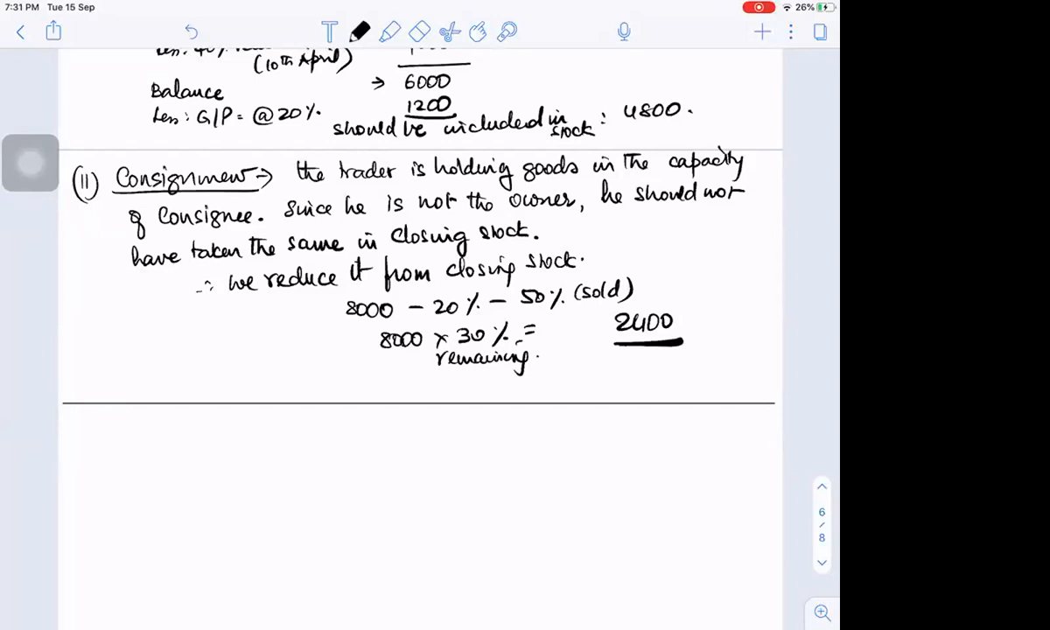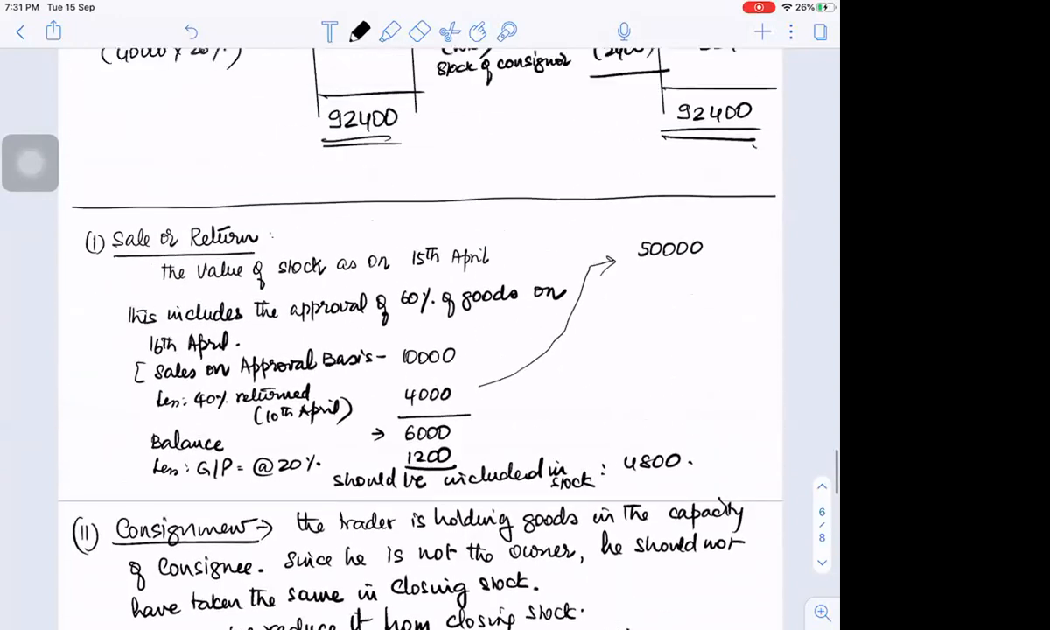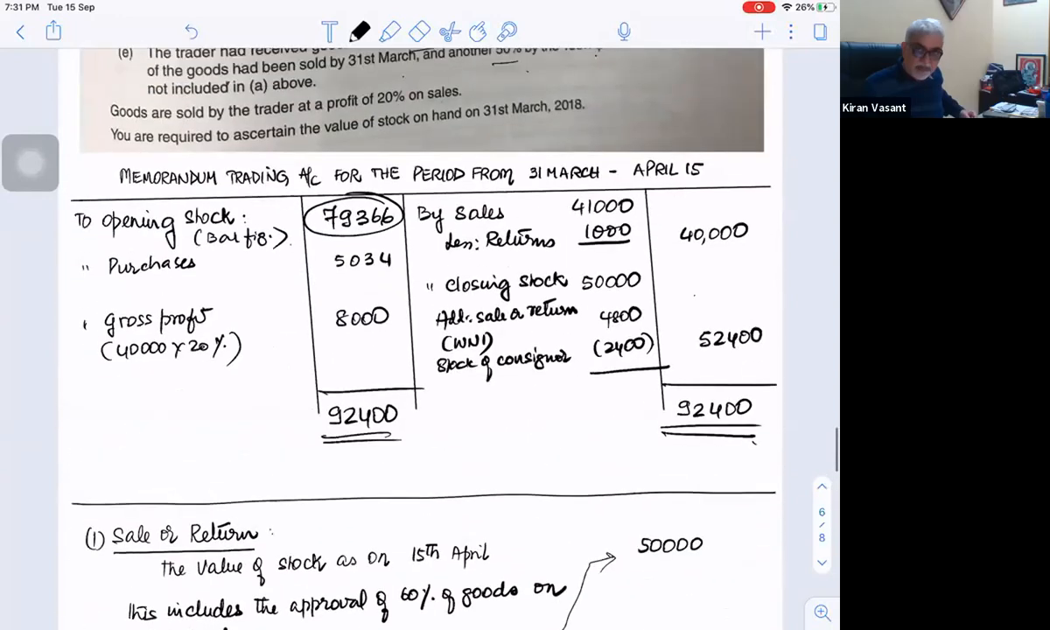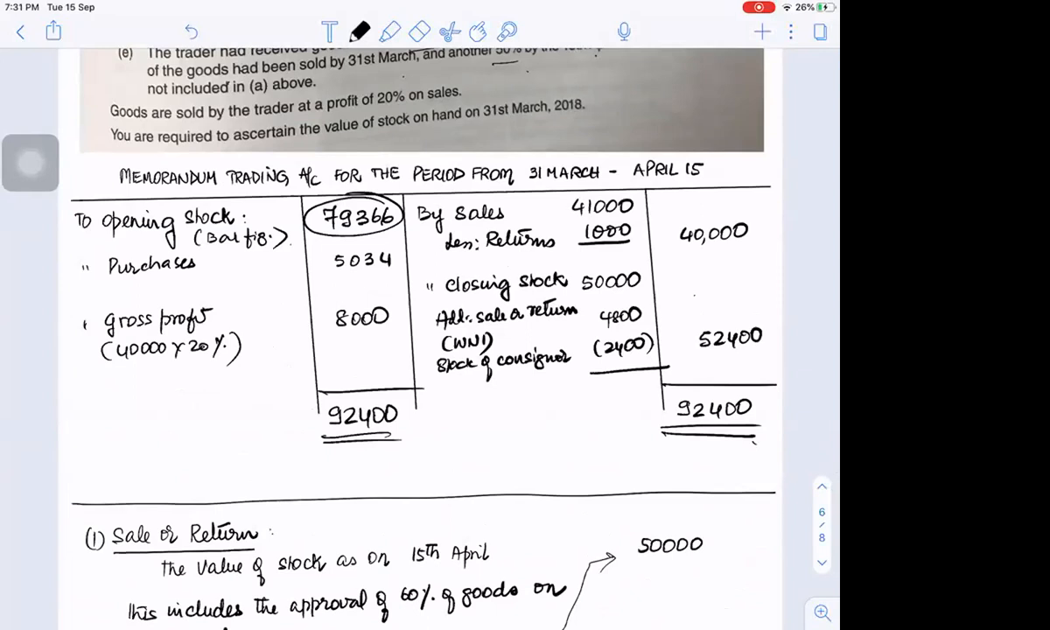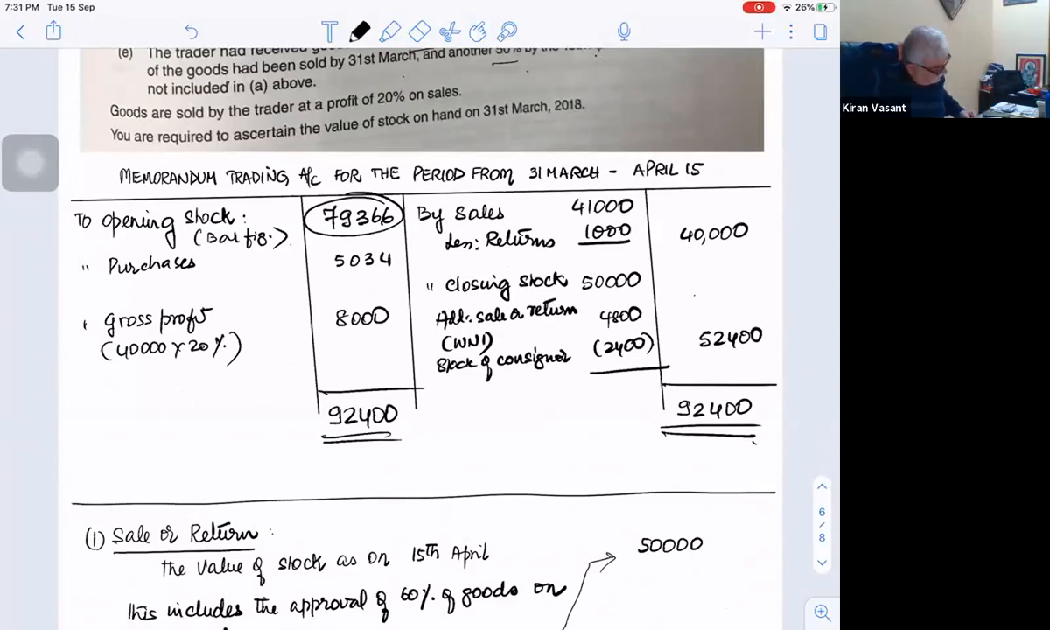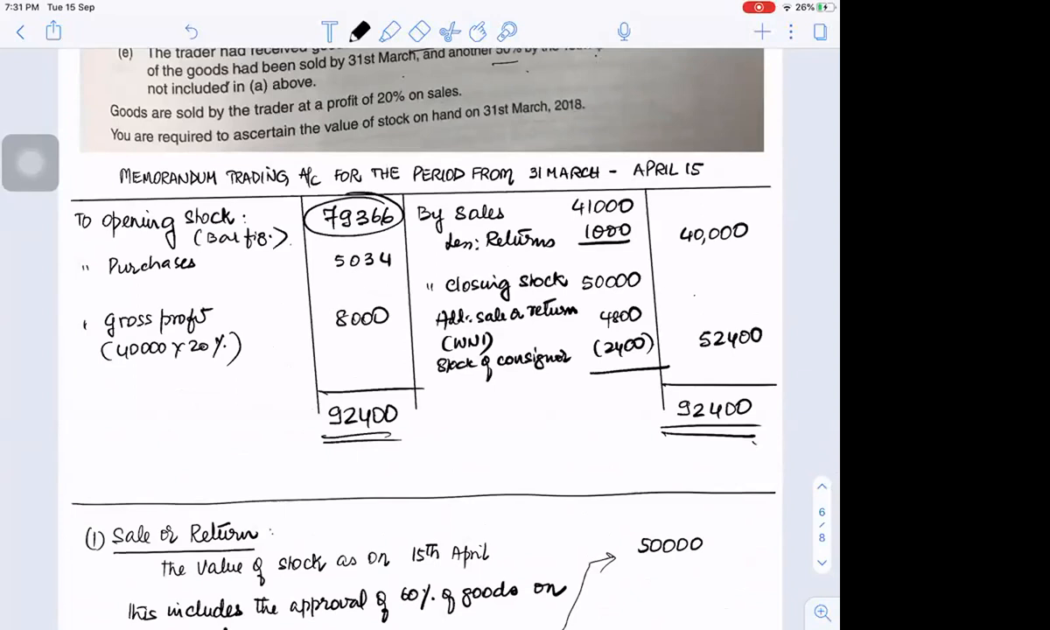Sir, sale value 40,000 rupees. Shouldn't we consider the cost of the goods? Yeah, that's why I put 8,000 gross profit on debit side. Absolutely right. We can directly put 32,000 here, right, sir? Then don't write 8,000 on this side. Okay. Done.